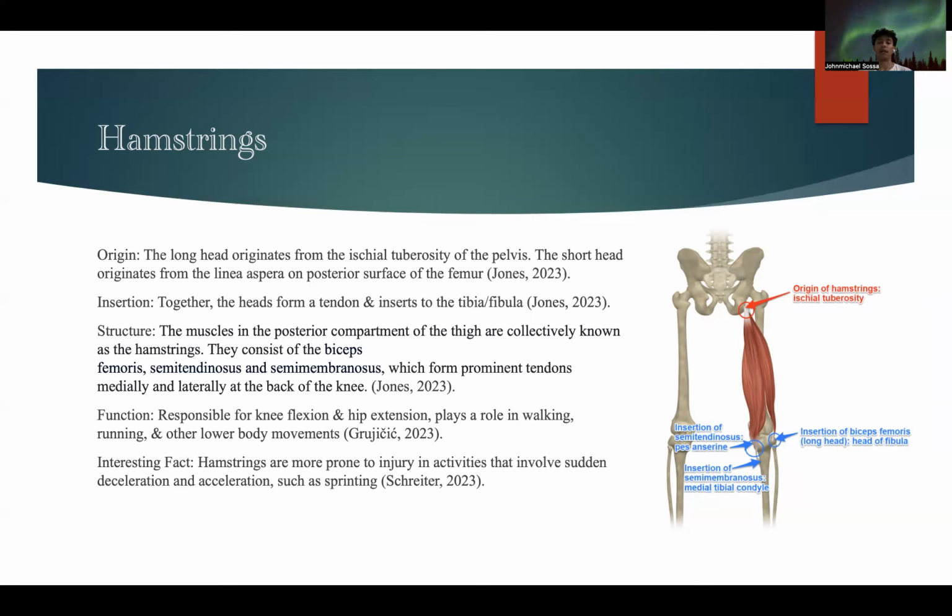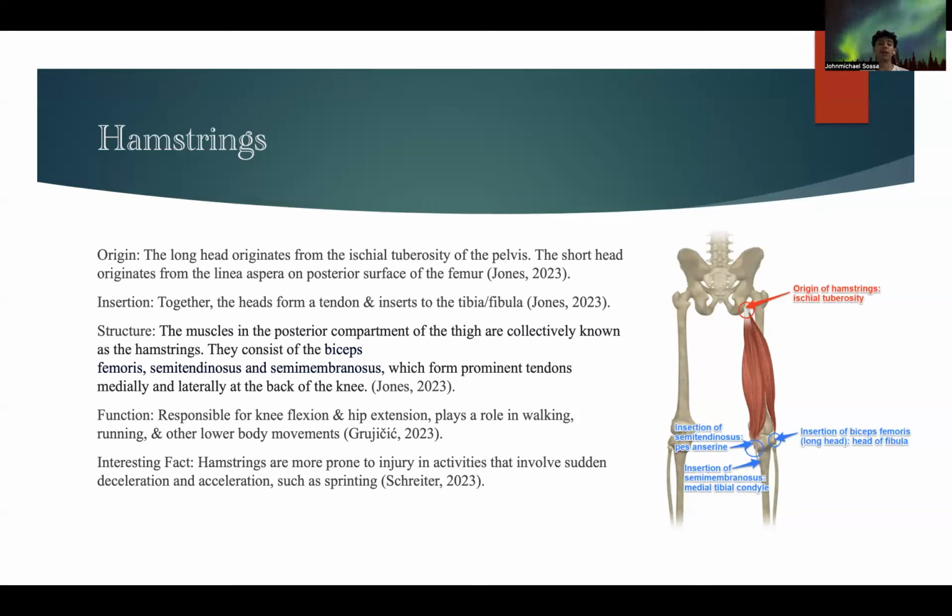The muscles in the posterior compartment of the thigh are collectively known as the hamstrings, of course. They consist of the biceps femoris, semitendinosus, and semimembranosus, which form prominent tendons located medially and laterally at the back of the knee. The function of this muscle group is that it is responsible for knee flexion and hip extension, and it plays a role in walking and running and other lower body movements.